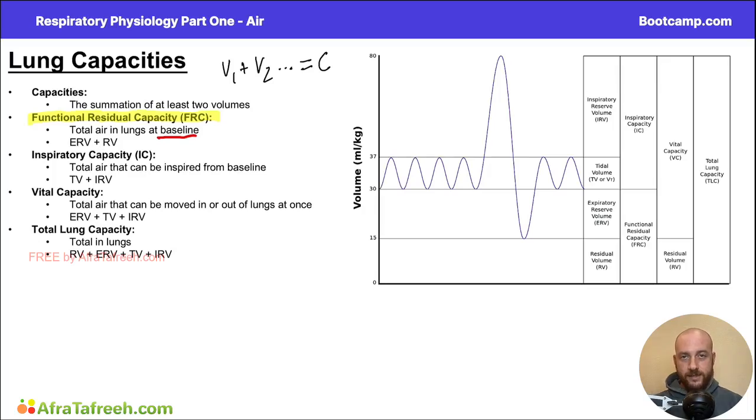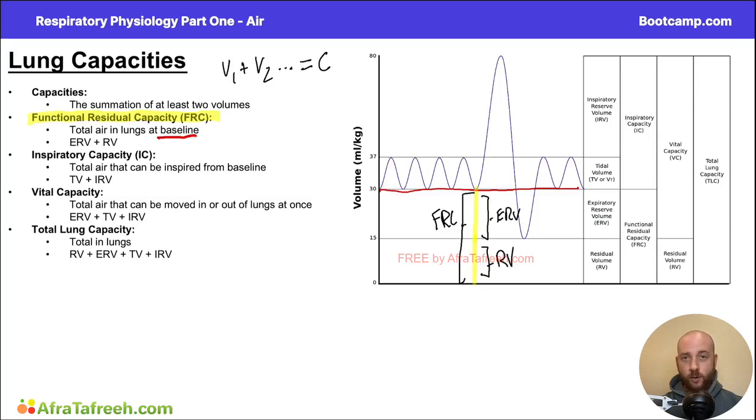So recall that we said that baseline was at the bottom of tidal volume, so it would be this line right here. And so the amount of air in the lungs at baseline would be our expiratory reserve volume right here, and then it would also be our residual volume right here. And so this vertical distance right here is our functional residual capacity, and it's made up again of our expiratory reserve volume plus our residual volume.